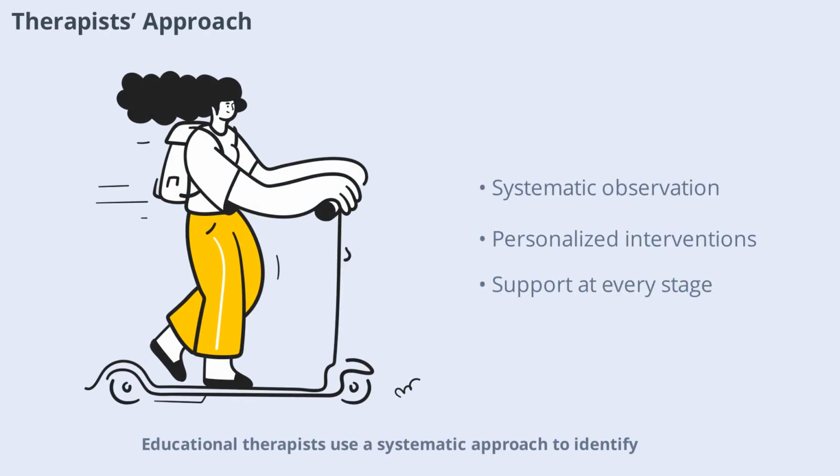Educational therapists use a systematic approach to identify which stage of information processing is causing difficulty. By observing students and asking targeted questions, they can design personalized interventions. This approach ensures that each student gets the support they need to succeed at every stage of learning.